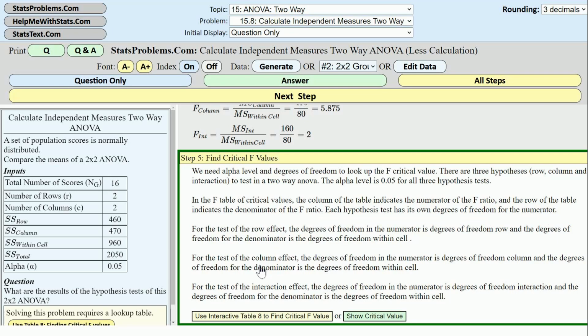For the test of the column effect, the degrees of freedom in the numerator is degrees of freedom column and the degrees of freedom for the denominator is the degrees of freedom within cell. For the test of the interaction effect, the degrees of freedom in the numerator is degrees of freedom interaction and the degrees of freedom for the denominator is the degrees of freedom within cell. In a 2x2 ANOVA like this one, the degrees of freedom for all 3 effects are the same, so we only need to look up one critical F value.